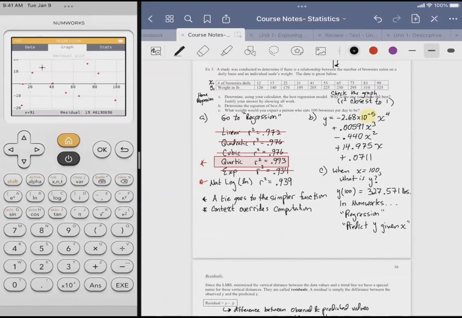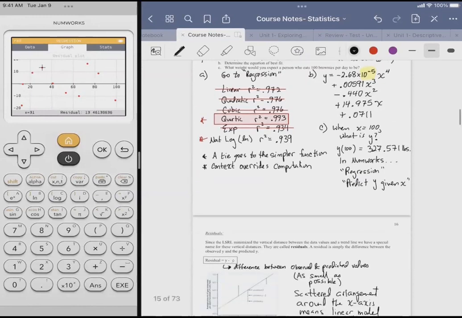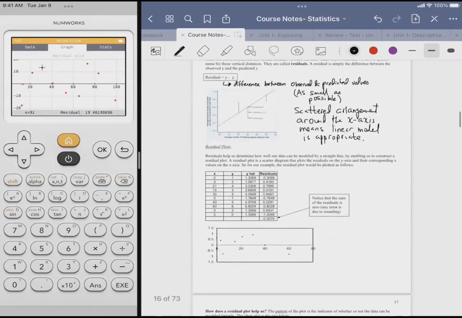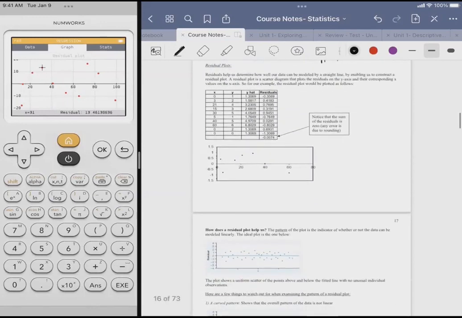But again, just like we were saying before, somebody else might say, well, contextually, linear doesn't seem to make sense, because if you eat 1,000 brownies, are you going to be like 15,000 pounds? Probably not. There should be a leveling off factor. So you get into that gray area, but technically by the numbers, you could go with linear. So it kind of opens the door for that. This is really more of just notes on it.